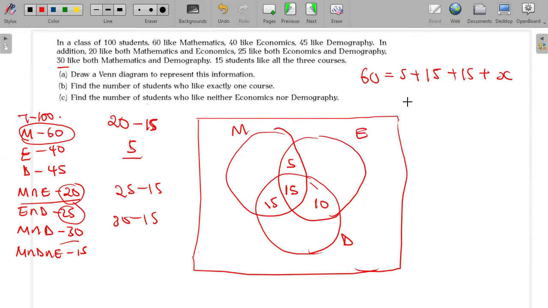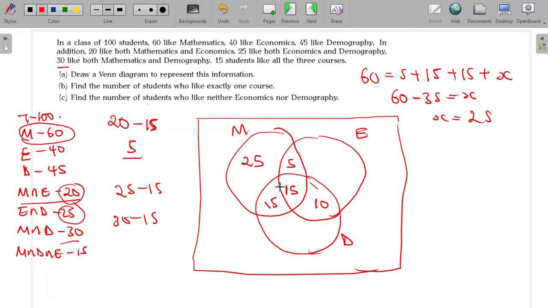So this is how you're going to get it. You add those there: 15 plus 15, that's 30, plus the 5 gives you 35. So you get 60. 35 can come the other side like that. You get X is going to be equal to 60 minus 35, which gives me 25. So 25, which I put here, this 25 like mathematics only.